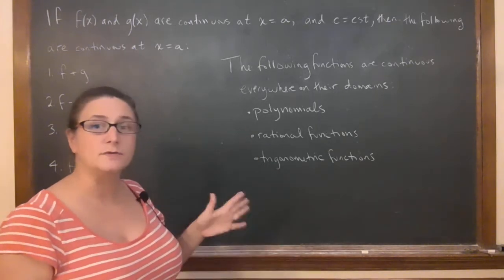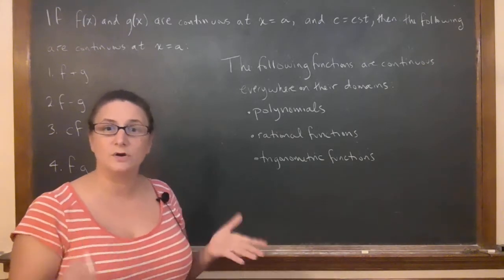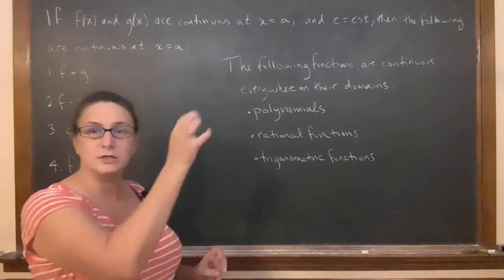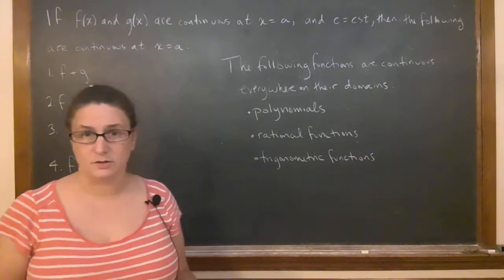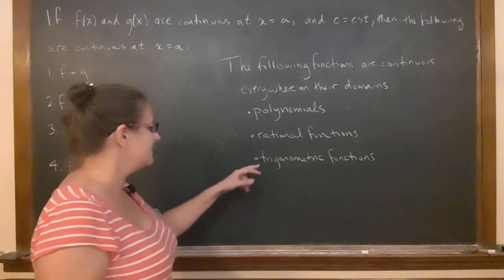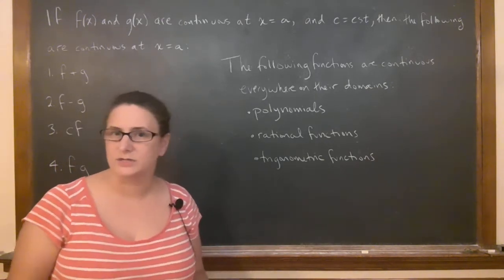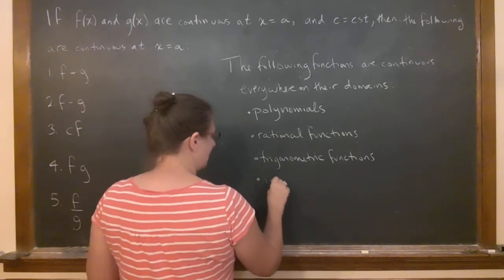The asymptotes, of course, are not in the domain. So everywhere besides those vertical asymptotes, your tangent function is going to be continuous. So on each piece, on each branch of it, you're going to have a continuous function. And then the same holds true for cotangent, secant, and cosecant. And then inverse trig functions as well.